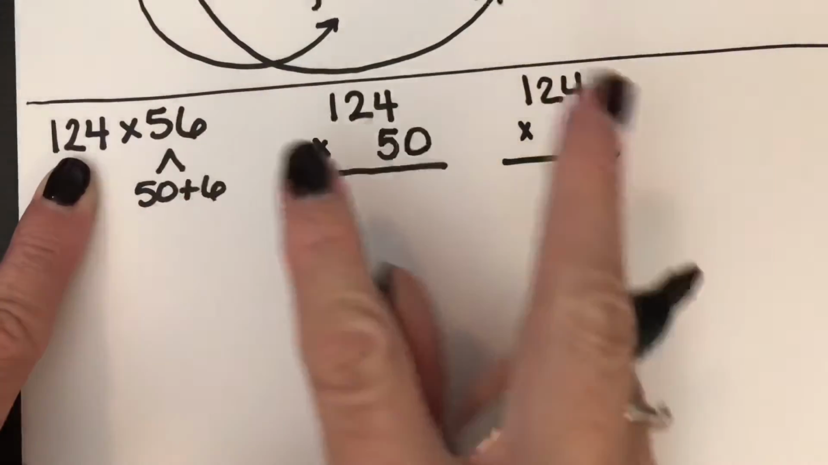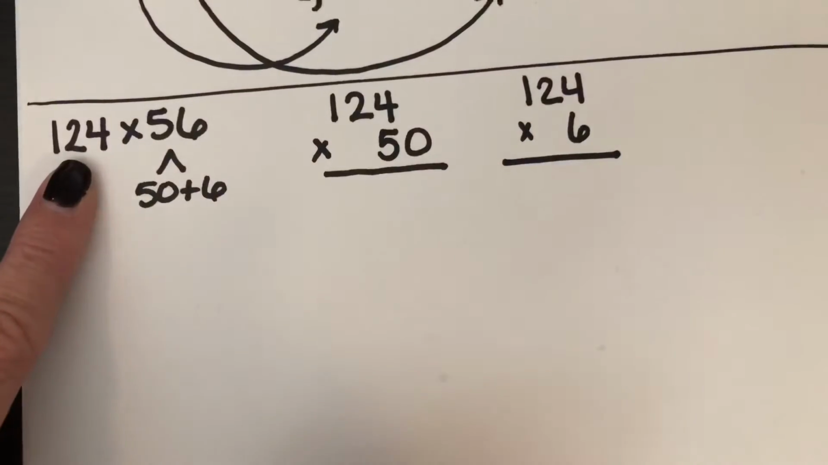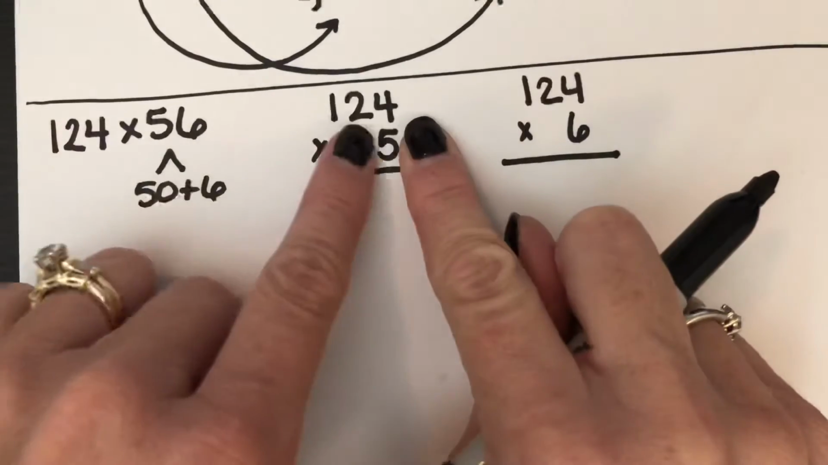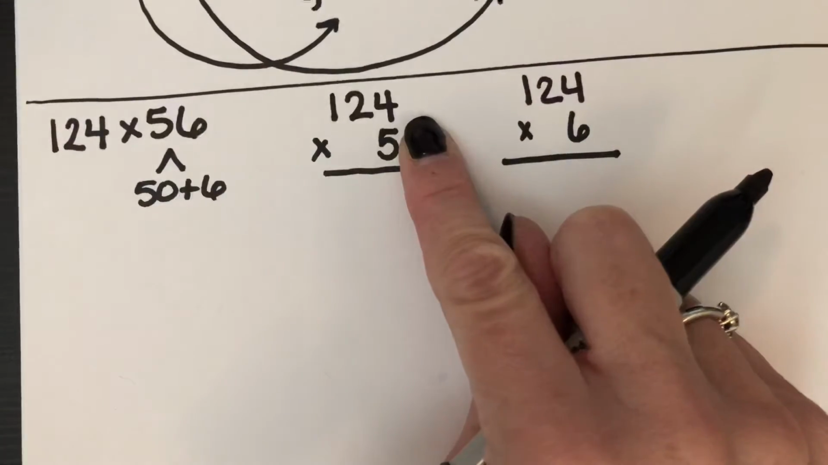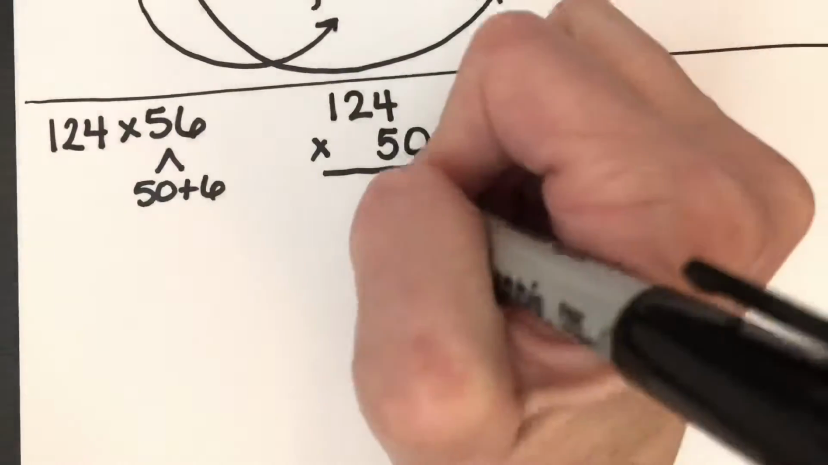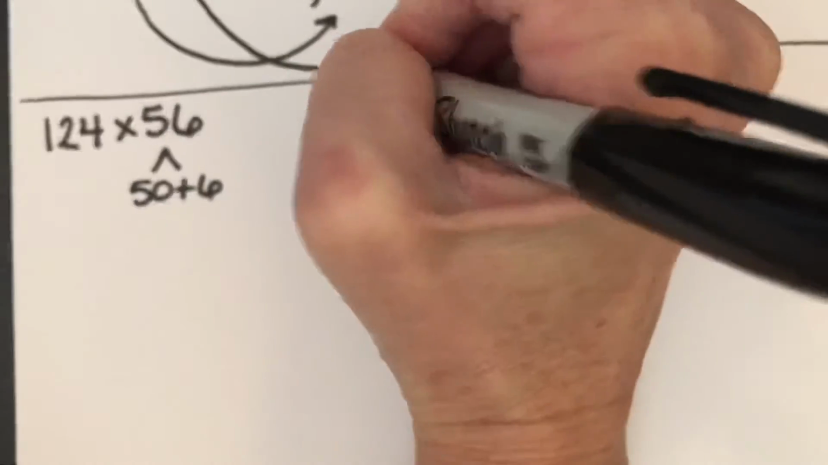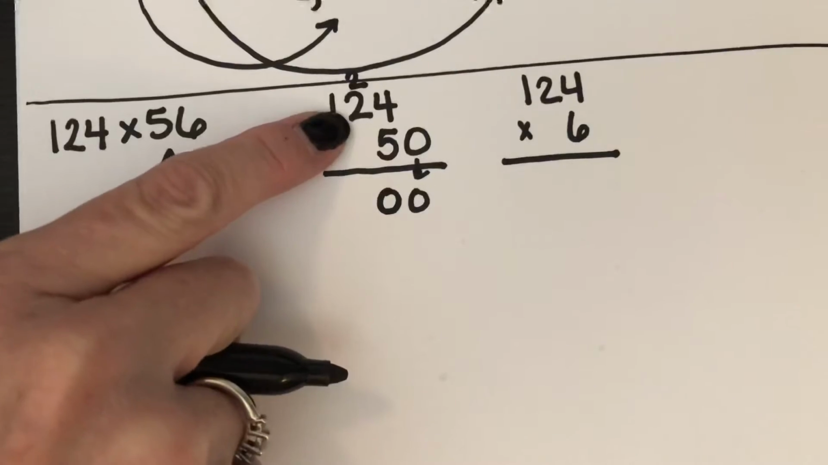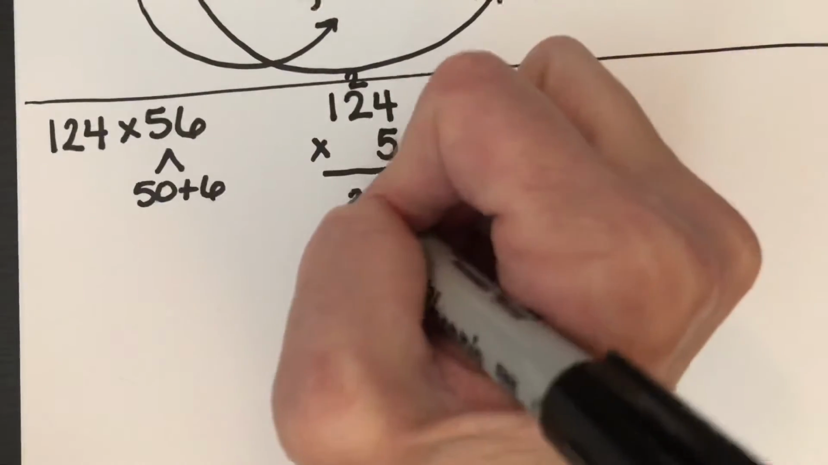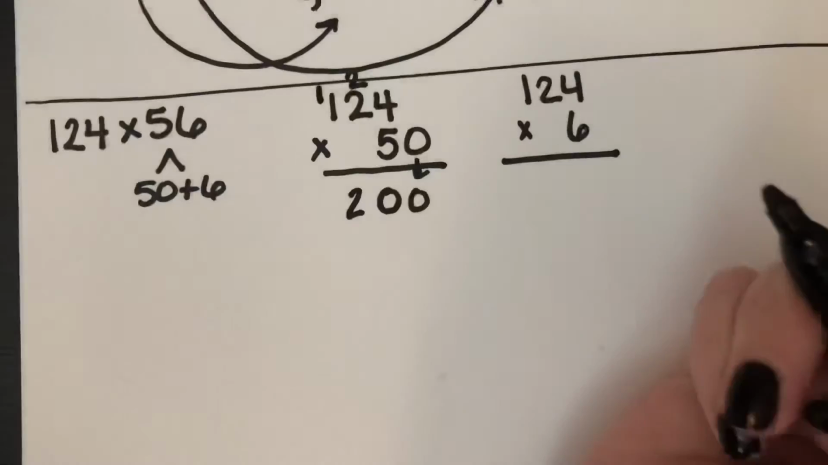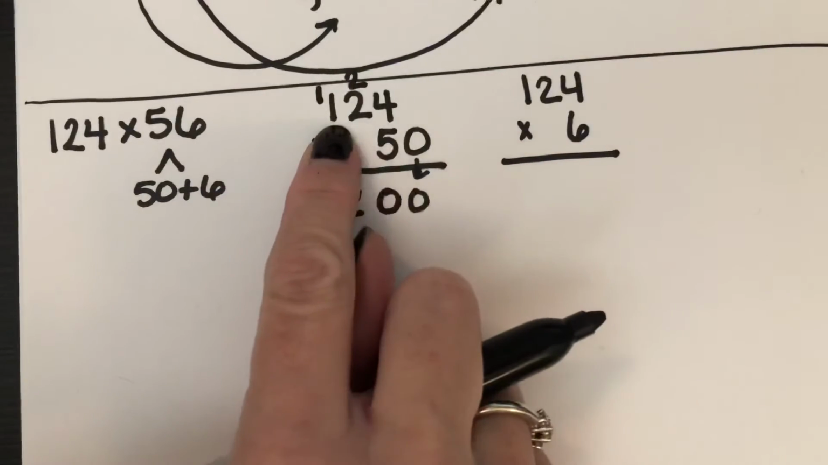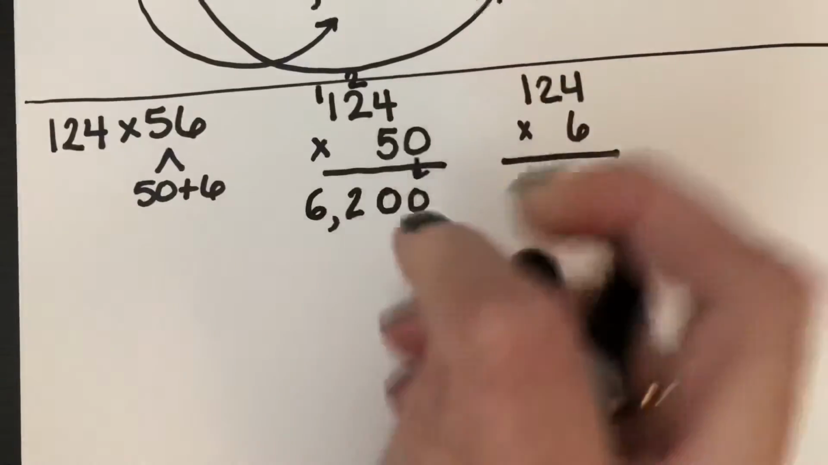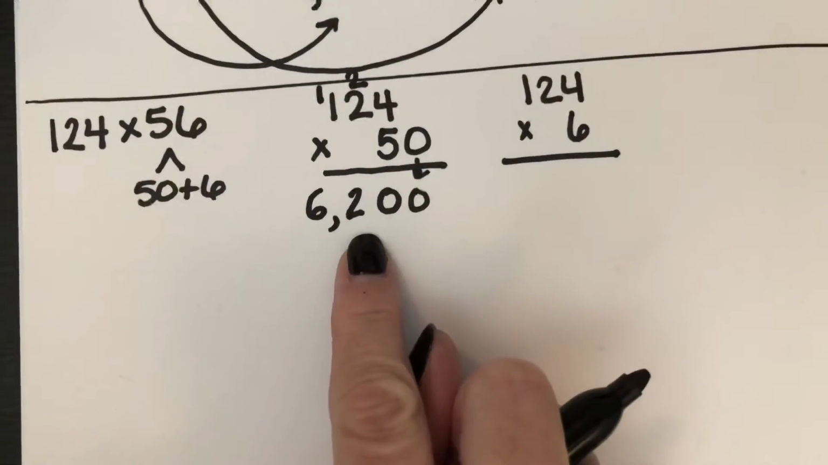So I broke them apart. I'm going to put them back together in a few minutes. So the 0 just comes down. And now I really have 124 times 5. 5 times 4 is 20. So put a 0 there, carry my 2. 5 times 2 is 10, plus 2 is 12. So I put a 2 there, carry my 1. And 5 times 1 is 5, plus 1 is 6. 1, 2, 3 spaces over, so I have 6,200.